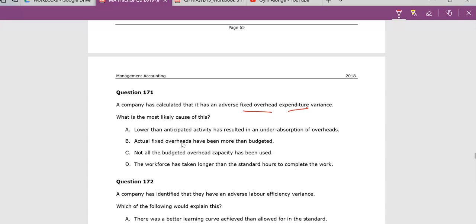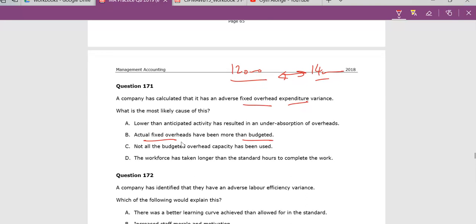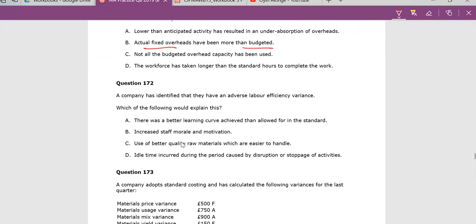A company has calculated that its fixed overhead expenditure variance, and I mentioned earlier on that this is pretty much the difference between your budget, what you thought it was going to be, and what it actually was, and that literally is actual fixed overheads have been more than were budgeted. It's just what actually happened. It could have been rent. You thought your rent was going to be 12, you ended up paying 14. That's the expenditure variance. In fact, that's the only real variance with the fixed overhead expenditure.